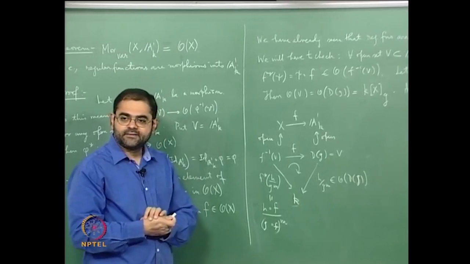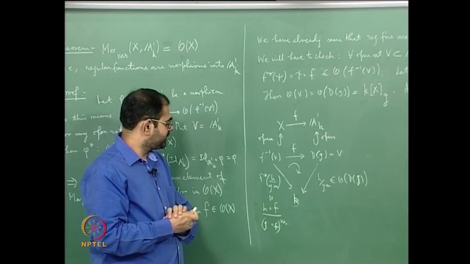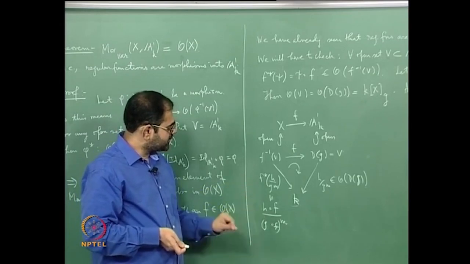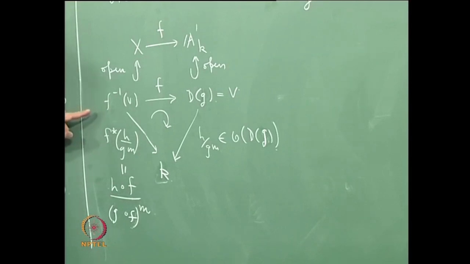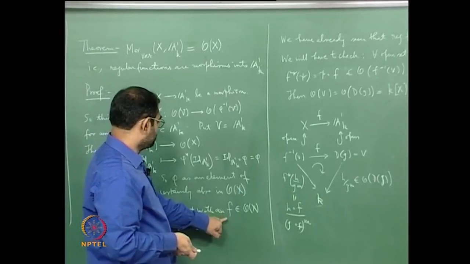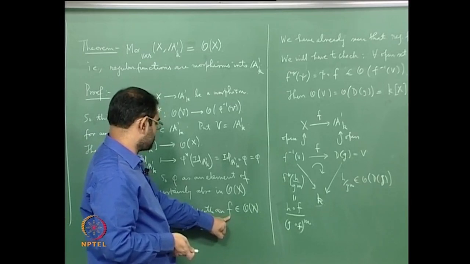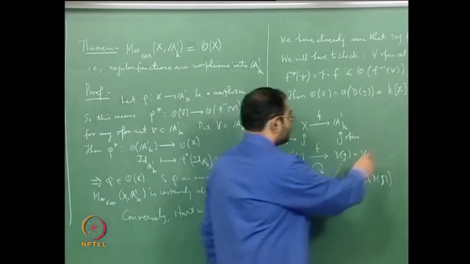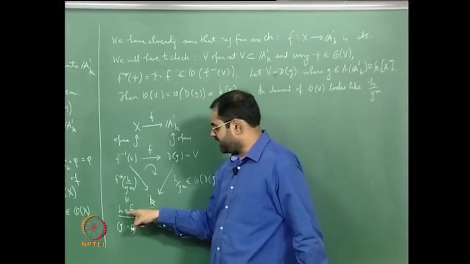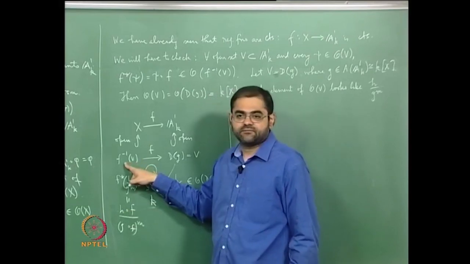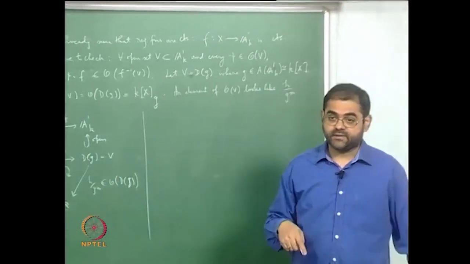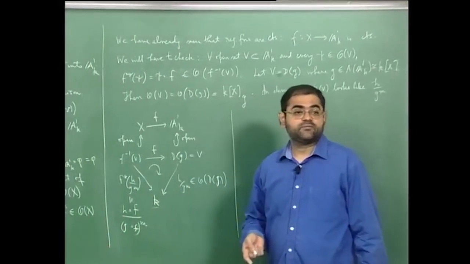Okay, but then, if you want, the way to look at it is the following. So let's look at what F is. F is a regular function on X. I just want to say that if I tell you that H circle F is a regular function on F inverse V, and G circle F to the M is also a regular function on F inverse V that does not vanish on F inverse V, then the quotient will also be a regular function on F inverse V.